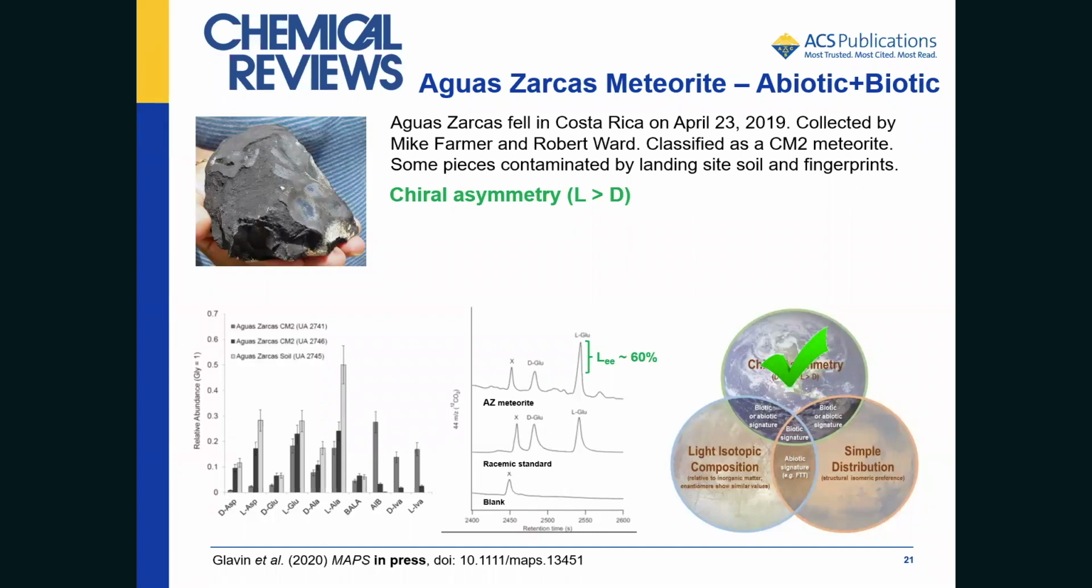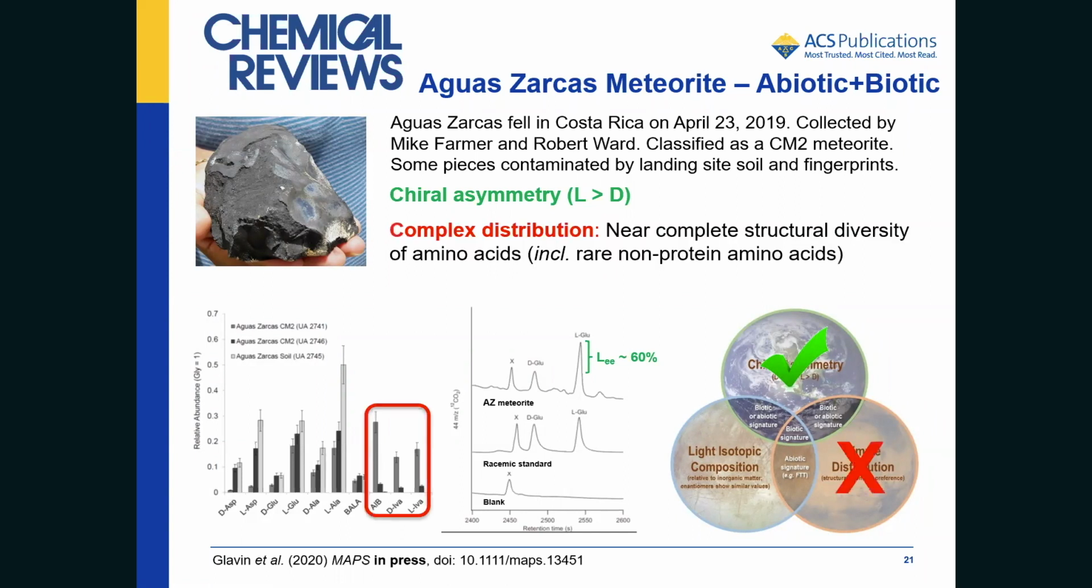But nevertheless, this provides a good example of a meteorite that has evidence for both abiotic and biotic, in this case terrestrial contamination. So we see the chiral asymmetry, in this case L-glutamic acid, 60% L excess. But we also see a complex distribution in OSIRIS-REx. We see AIB and isovaline, and I don't show it here, but the C5 to C10 amino acids are present. It looks very similar to Murchison in that respect. So near complete structural diversity, not a simple distribution, so that fails that.